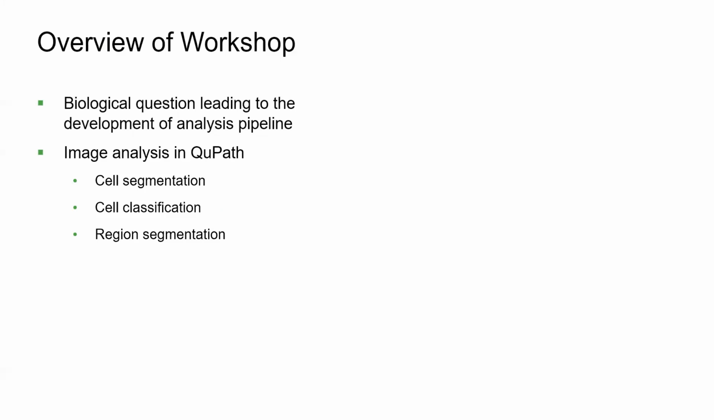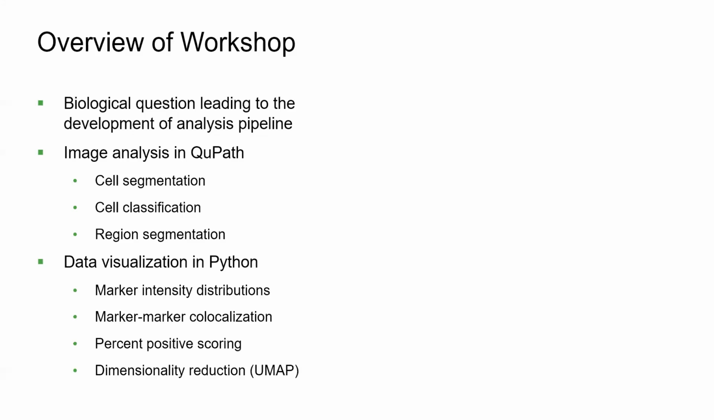Next, I'll focus on what the extent of image analysis is within QuPath. So that'll include things like cell segmentation, cell classification, regional segmentation, and then finally data visualization in Python. So you can essentially evaluate things such as marker intensity distributions, marker-marker colocalizations, percent positive scoring, and even dimensionality reduction to identify these sorts of phenotypic similarities between various cases in your data set.